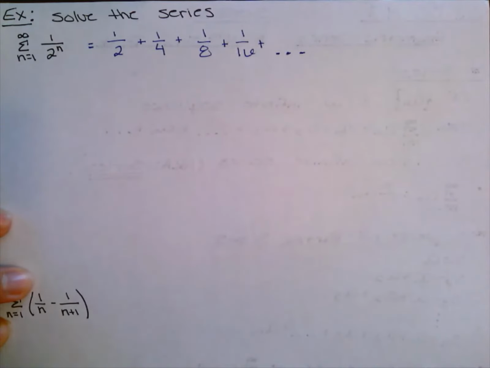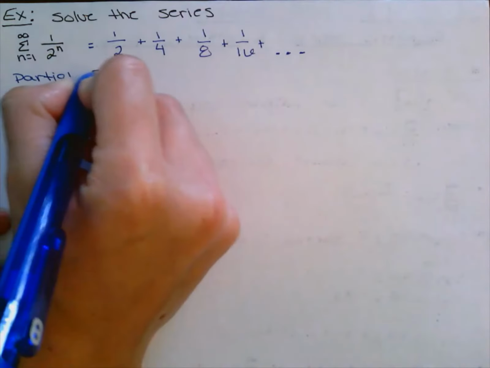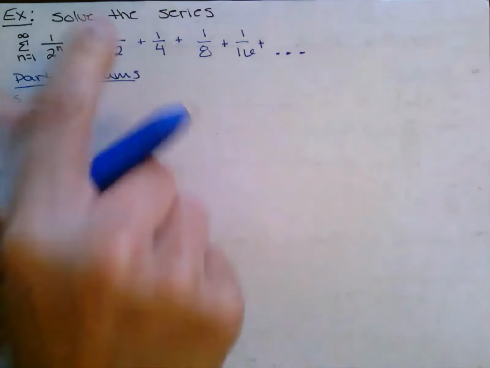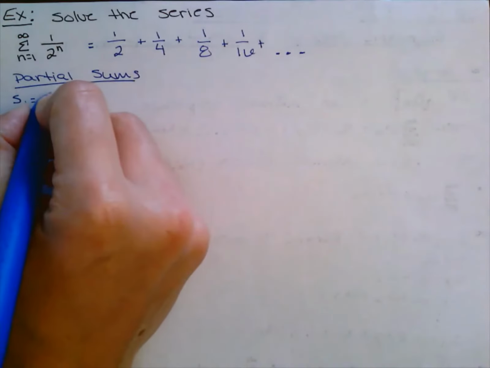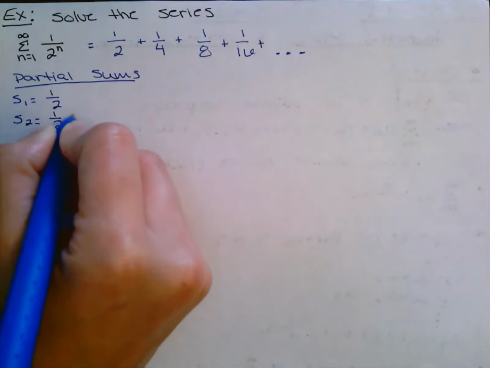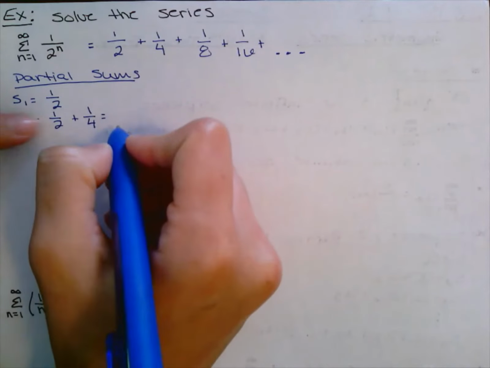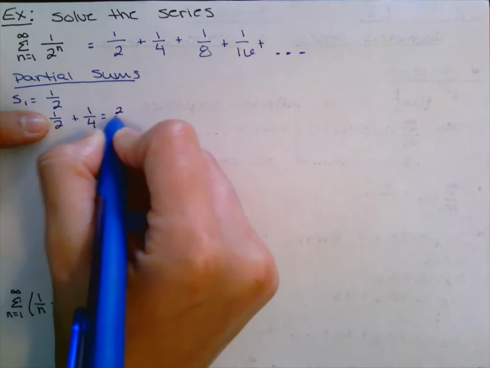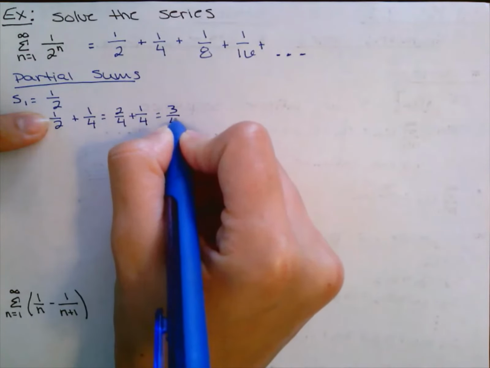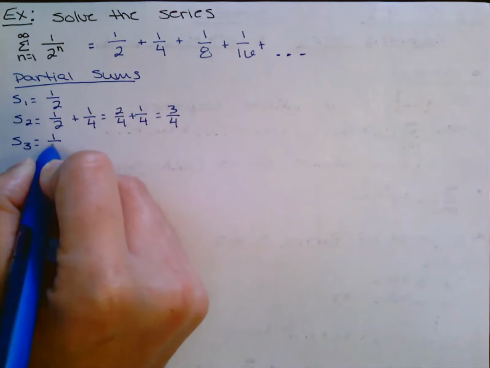My next step is to try out partial sums. S sub 1 means just the first term by itself, so I just have 1 over 2. My second one is going to be the first two terms, 1 over 2 plus 1 over 4. If I get a common denominator, I have 2 over 4 plus 1 over 4, which gives me 3 over 4. Let's go to the third. I'm adding the first 3 terms together.